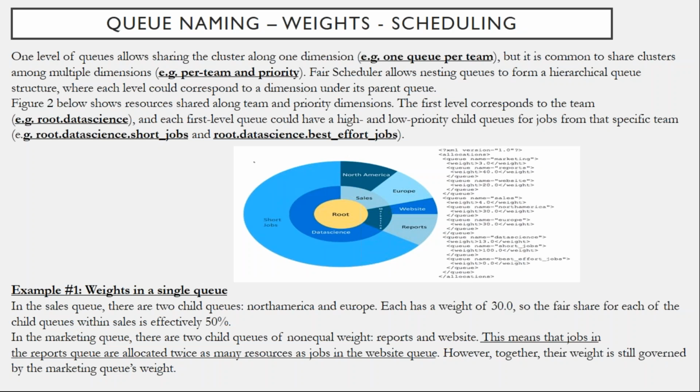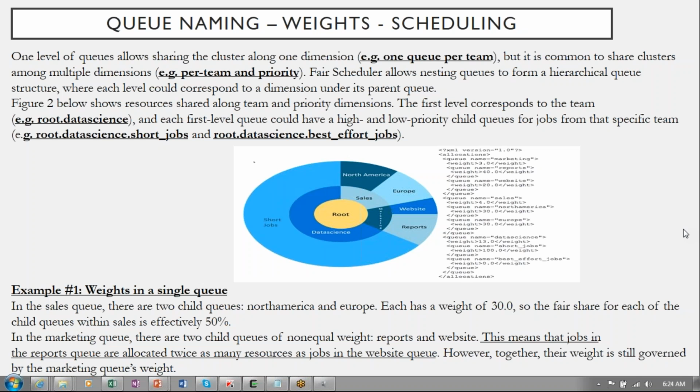Fair schedulers allow nesting queues to form a hierarchical queue structure, where each level should correspond to a dimension under its parent queue. For example, go look at figure 2. This figure 2 explains that resources are shared along team and priority dimensions. The first level corresponds to the team, data science. Okay, let's understand that one.